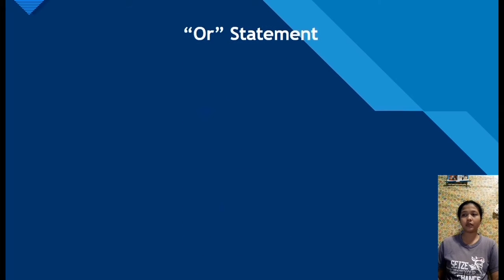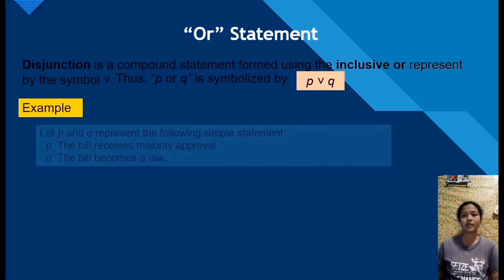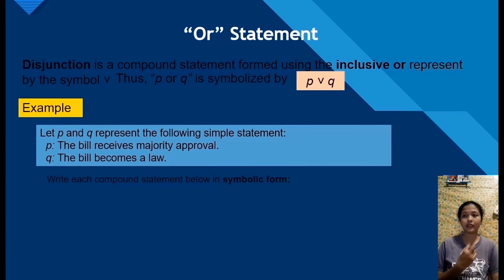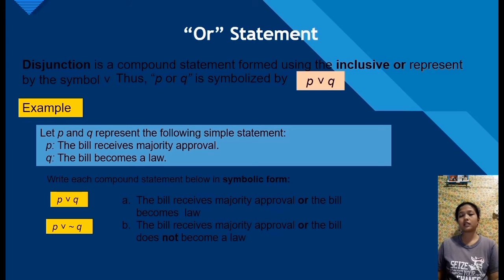Next is the or statement, or the disjunction. Disjunction is a compound statement formed using the inclusive or, represented by the symbol V. Thus, P or Q is symbolized by P V Q. For example, P represents the bill received majority approval, and Q represents the bill becomes a law.